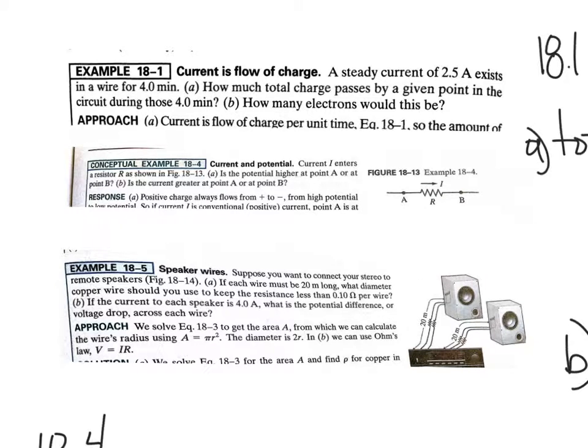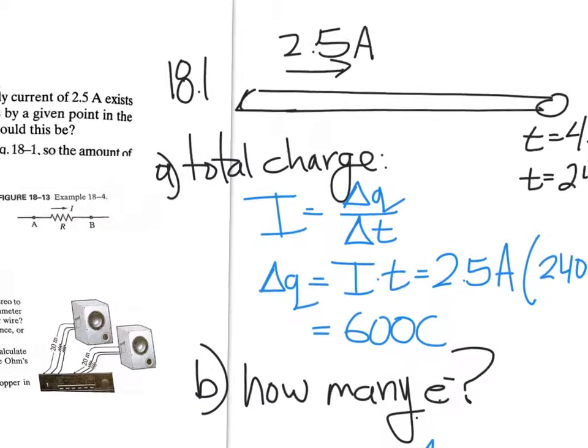Okay, first question. Current is the flow of charge. So we have a situation where a steady current of 2.5 amps exists in a wire for 4 minutes. We want to know what total charge passes through the wire and how many electrons this would be.